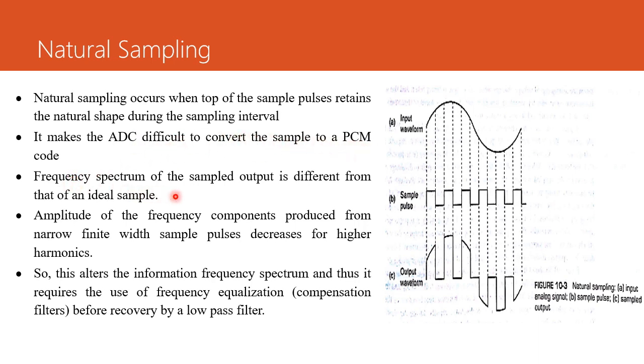The frequency spectrum of this sampled output is different from that of an ideal sample, and the amplitude of the frequency components produced from narrow finite width sample pulses decreases for higher harmonics. So this alters the information frequency spectrum, and thus it requires the use of frequency equalization before recovery by a low pass filter.